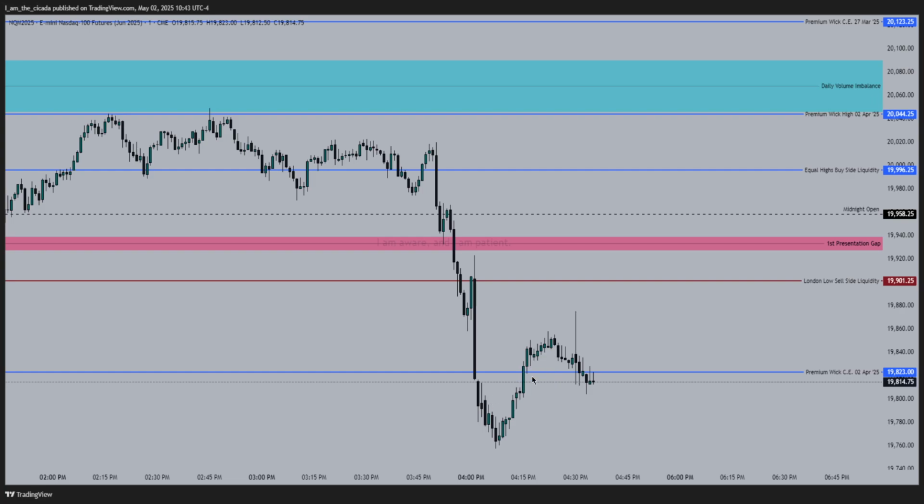And then from there we accumulate until we close off today, and then after this candle we create a new day opening gap.